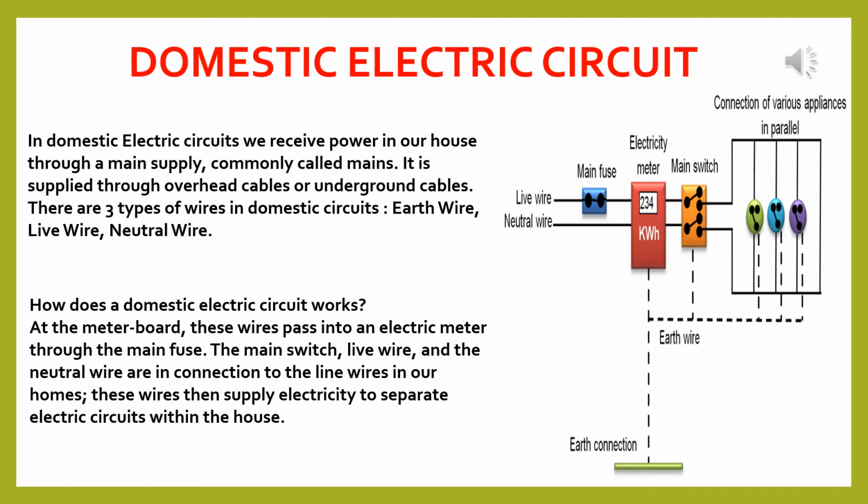Now, electric power is supplied to houses by the local power supply through overhead wires or underground cables. The supply wires are three in number. These are phase or live wire, neutral wire, and earth wire. These wires are connected to an electric meter installed in a house. See the diagram, you will understand. The potential difference between the live wire and neutral wire is 220 volt. An electric fuse is placed in the path of the phase wire before it is connected to the electric meter.